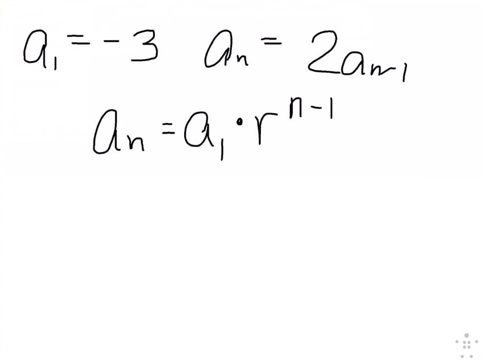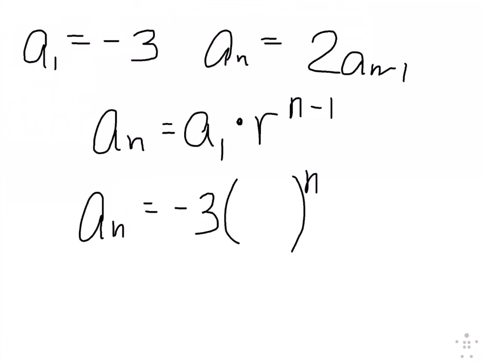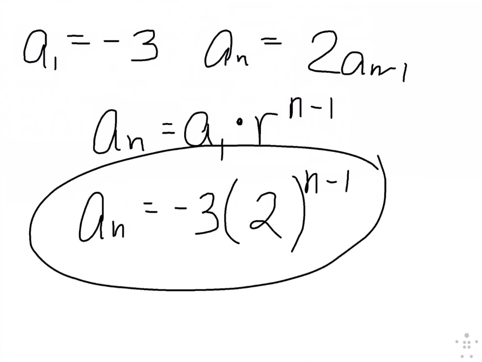So let's put everything in what we need to know. What's a1? Negative 3. What's the r? And that's it. So how do you feel so far? Fairly comfortable? Good. Now comes the last one.